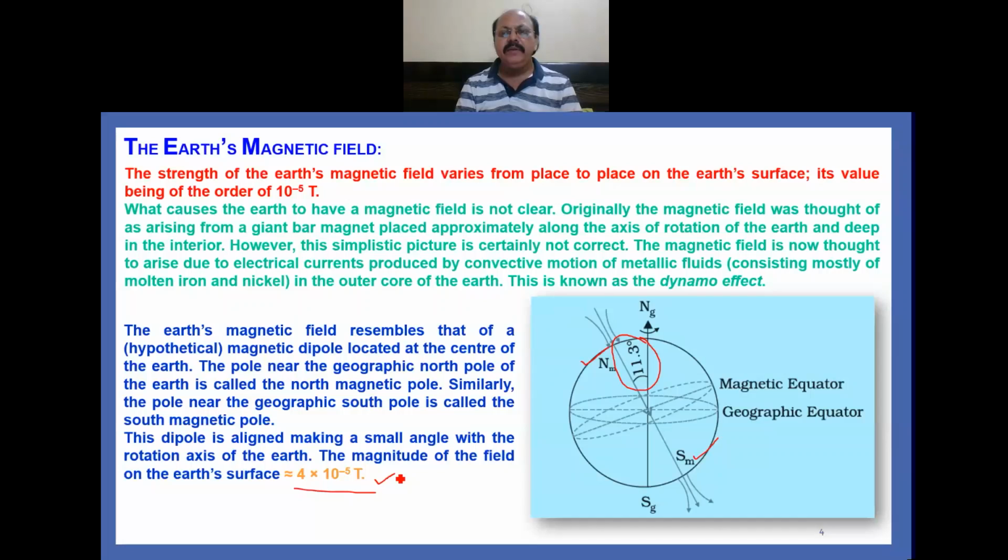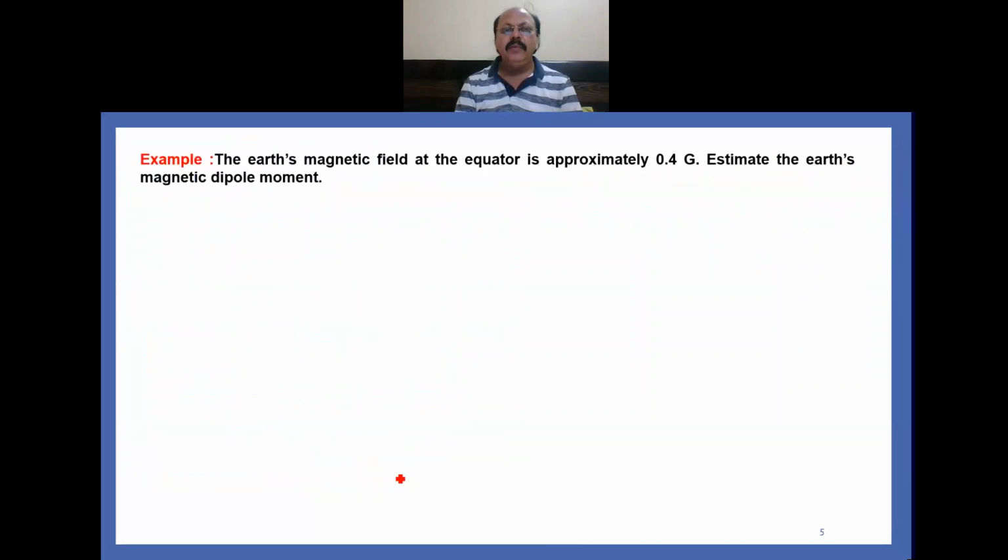Now we can do one numerical so that we can understand how we can find out the magnetic field at the equator or on the axial line. So you see the one numerical: the Earth's magnetic field at the equator is approximately 0.4 Gauss.